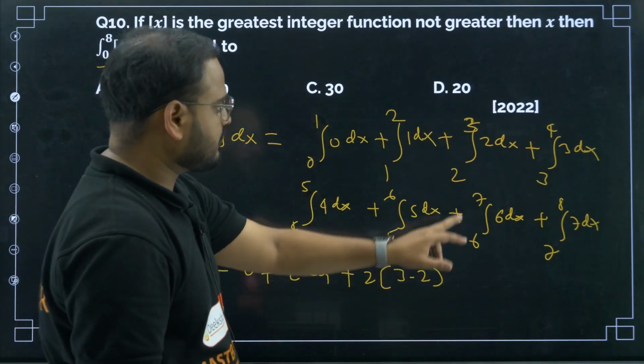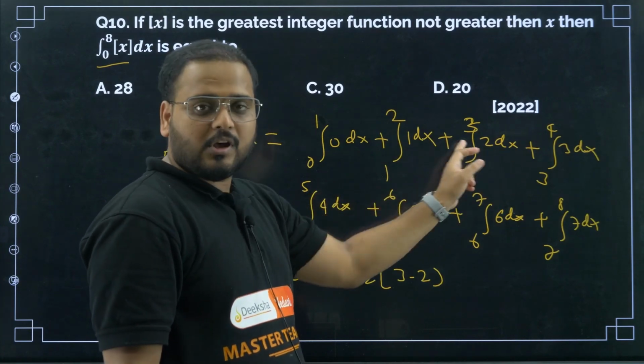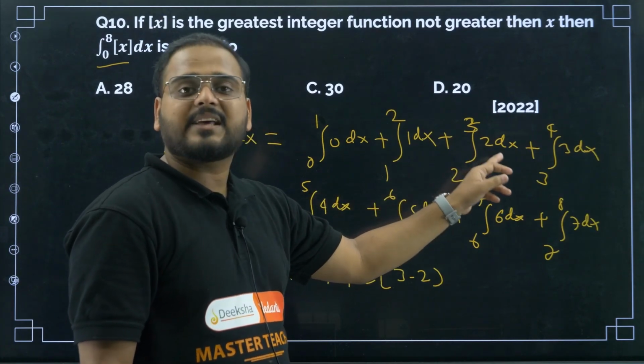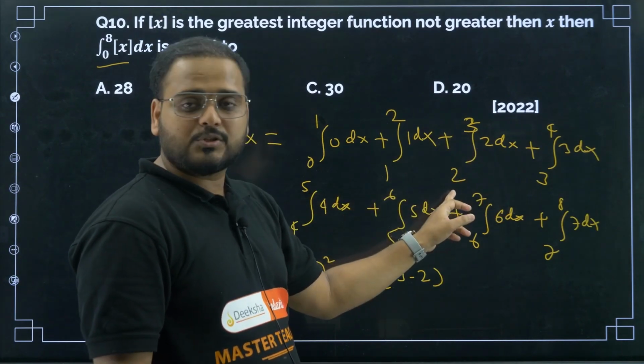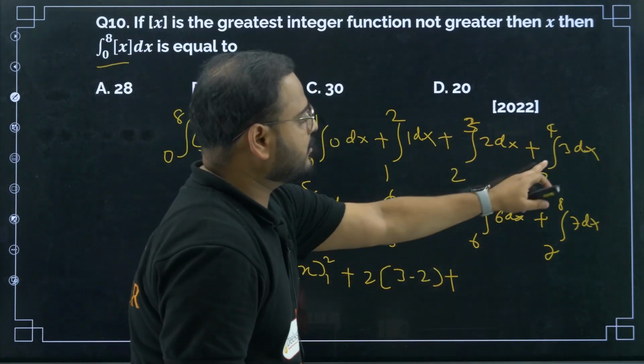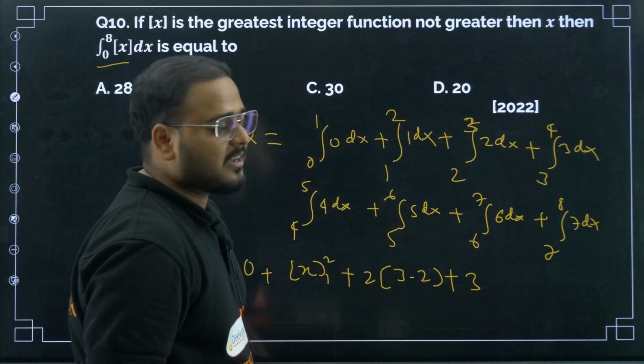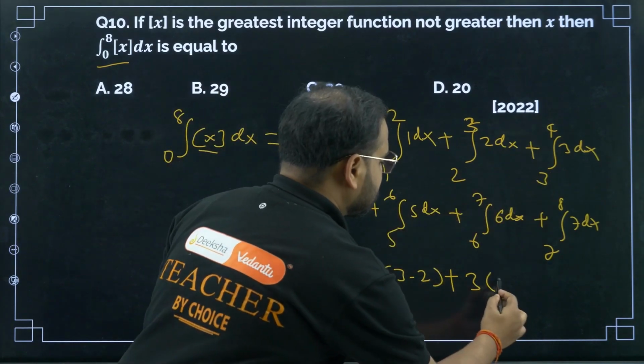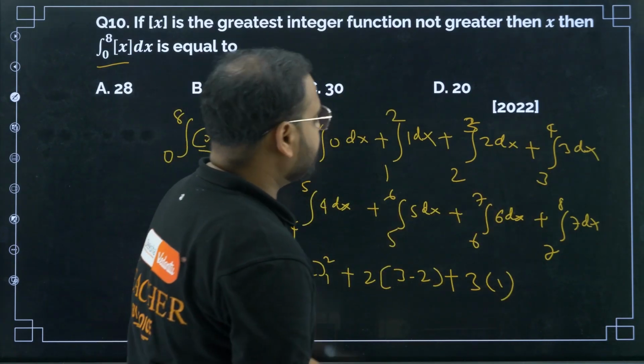Please have a look. I'll integrate this. I'll take the constant 2 outside. dx will be integrated as x. Then the upper limit is 3, the lower limit is 2. So 3 minus 2. Same way, for this one, I can take the constant 3 outside, and I get 4 minus 3. How much is that? Simply 1. Same way, have a look here.